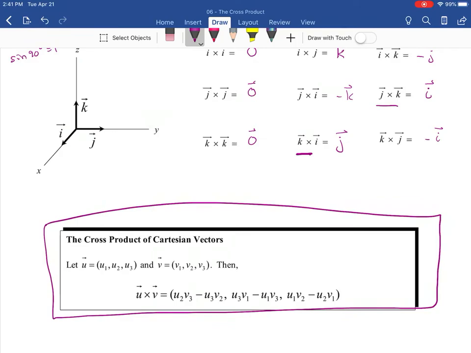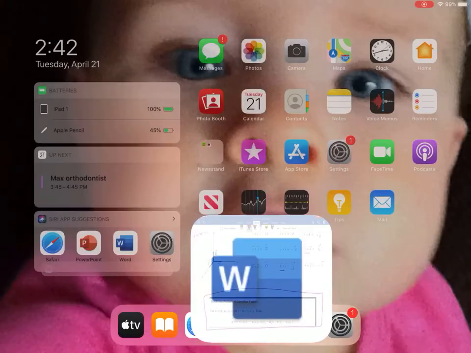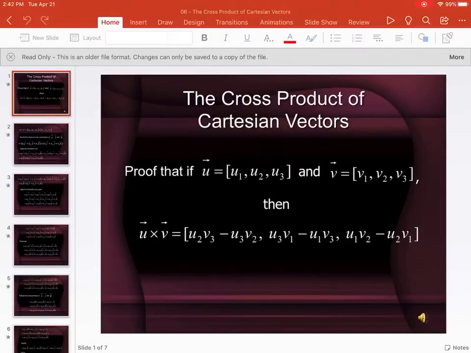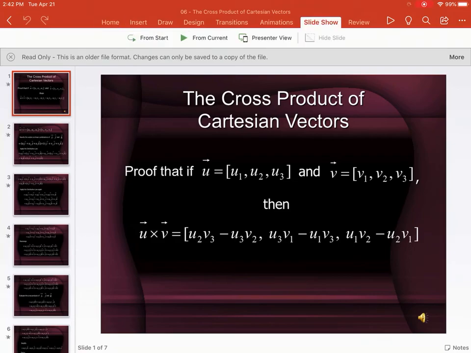u2v3 minus u3v2 is the first component. The second component is u3v1 minus u1v3. And the third component is u1v2 minus u2v1. Very, very strange here, but this PowerPoint proves it. Even though the proof isn't part of this course, you sort of have to see, get an impression with the proof to have some faith in this formula.